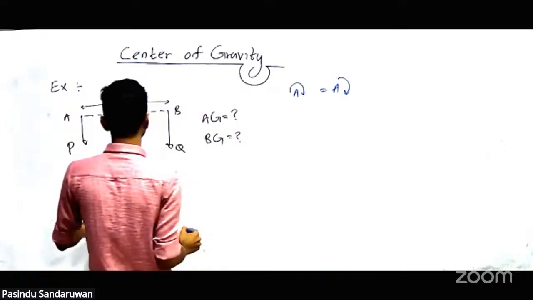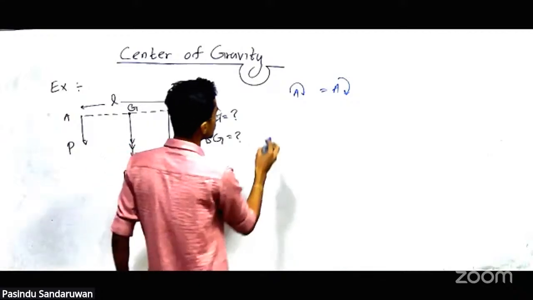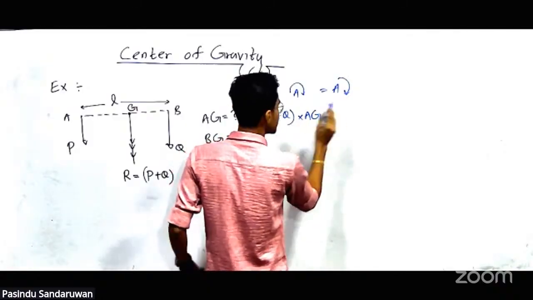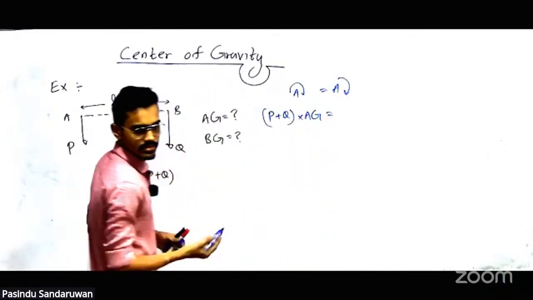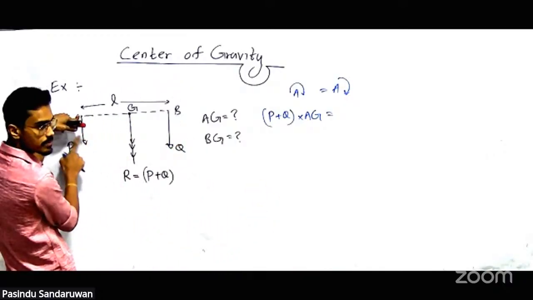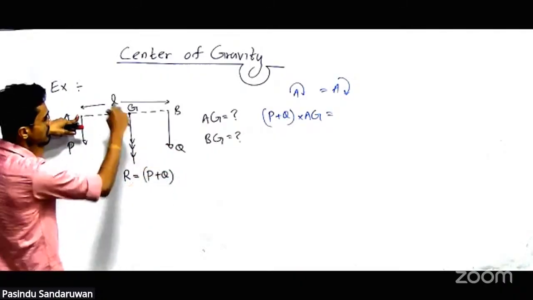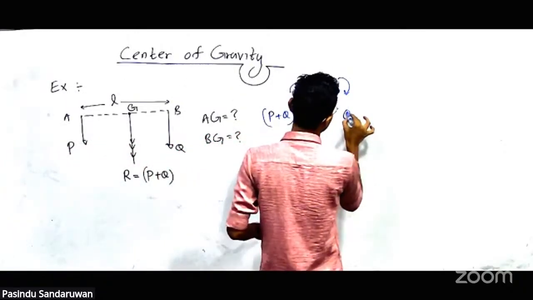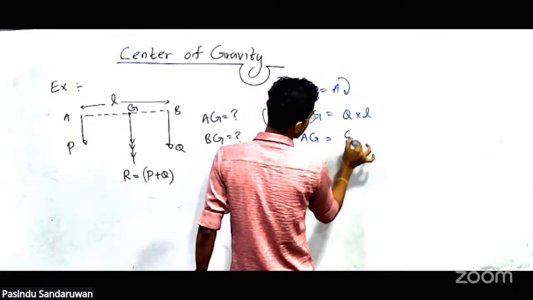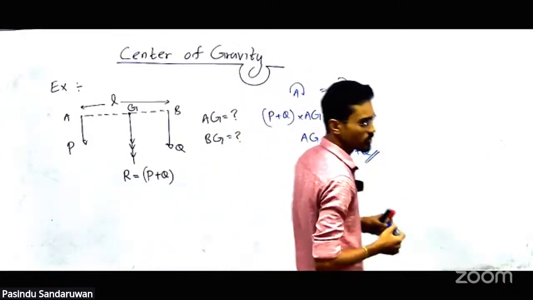Then the force moment due to the resultant about point A, with this distance AG, is P plus Q times AG. If you are considering force moment about A, there's no contribution from P. It's coming from Q only, so Q times L. So AG is QL over P plus Q.